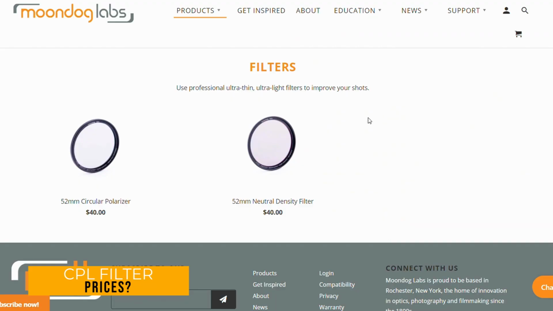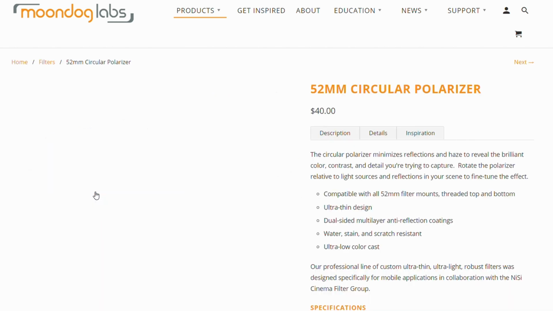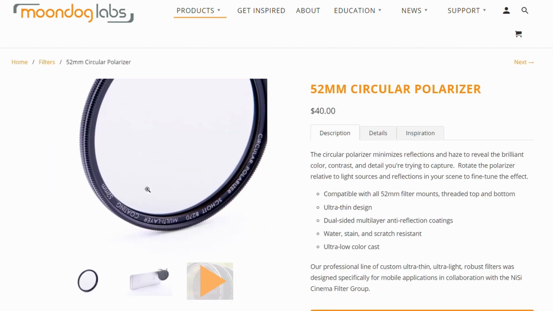Now in terms of price, this costs $40 from Moondog Labs' online site. Well worth it. It's really good bang for your buck. And it gives you such great detail, as I said, with the image.